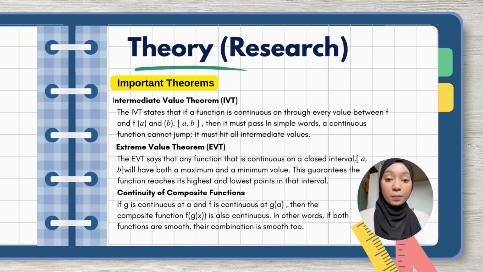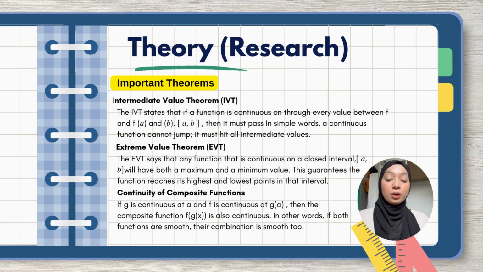Important theorems. Number 1, the intermediate value theorem. If a function is continuous on [a, b], then it must pass through every value between f(a) and f(b). The meaning: a continuous function cannot jump. Number 2, the extreme value theorem. If a function is continuous on a closed interval [a, b], then it has both a maximum and minimum value on the interval. It will always reach its highest and lowest point.